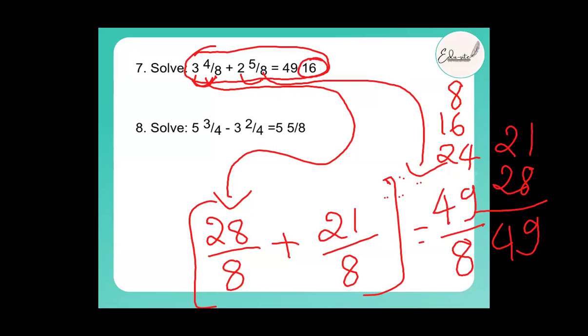Why did you write 16 here, Anis? You are not going to add up the denominators. Remember this, okay? You are not going to add up the denominator. So the answer would be 49 over 8.